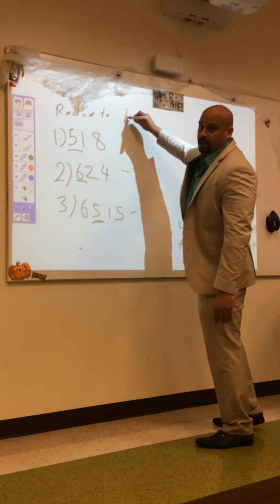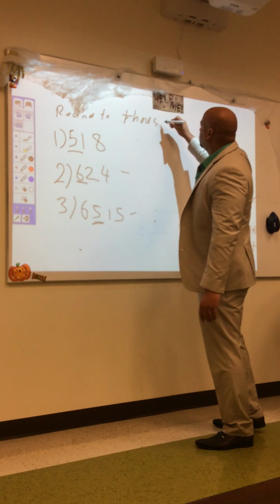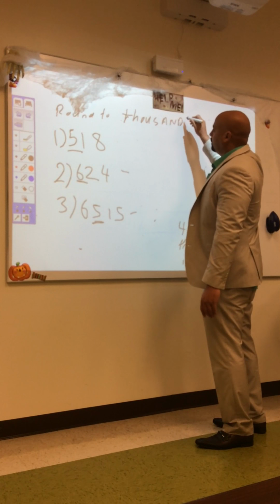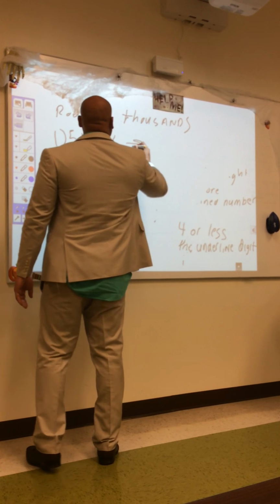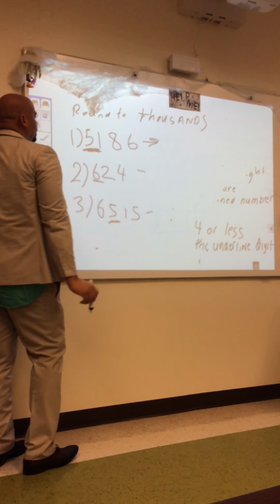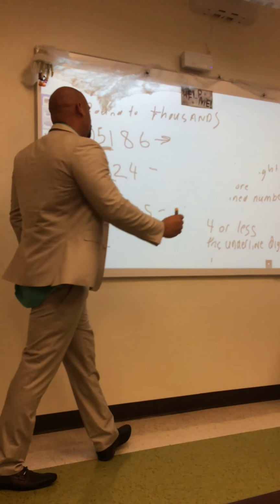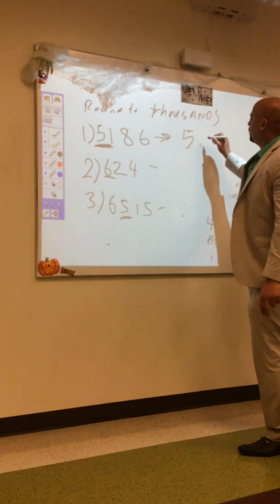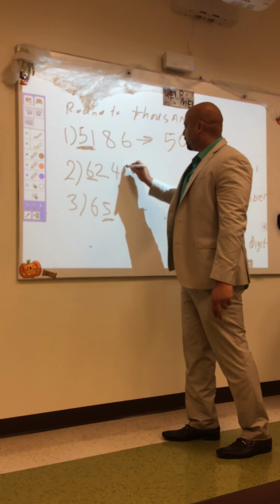All right, we did hundreds just now? Yeah. All right, let's do thousands then. Round to the nearest thousands. So I'll change this number. What's the thousands place? That 5. The 5, right? Look to the right. Is it 5 or more? No. So what was it rounded to? 5,000, right?